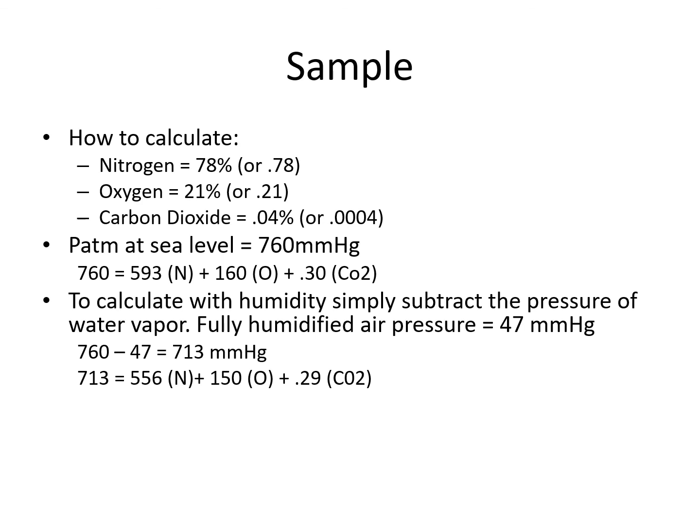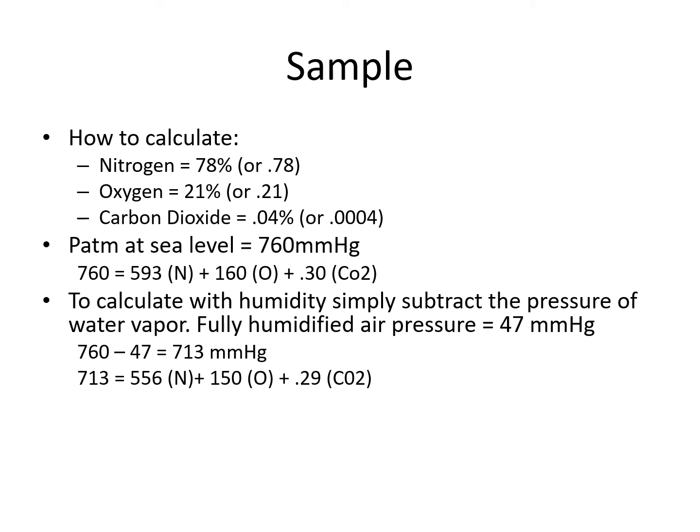To calculate with humidity, we simply subtract the pressure of the water vapor from the atmospheric pressure before taking percentages of the gas. Now, for this example, fully humidified air pressure is going to be 47 millimeters of mercury. So we would take that 47 millimeters of mercury and subtract it from the 760 to get 713. So then we take that 713 and we are now looking at the percentages of each one of those. So 78% of 713 is going to be 556 millimeters of mercury for nitrogen.